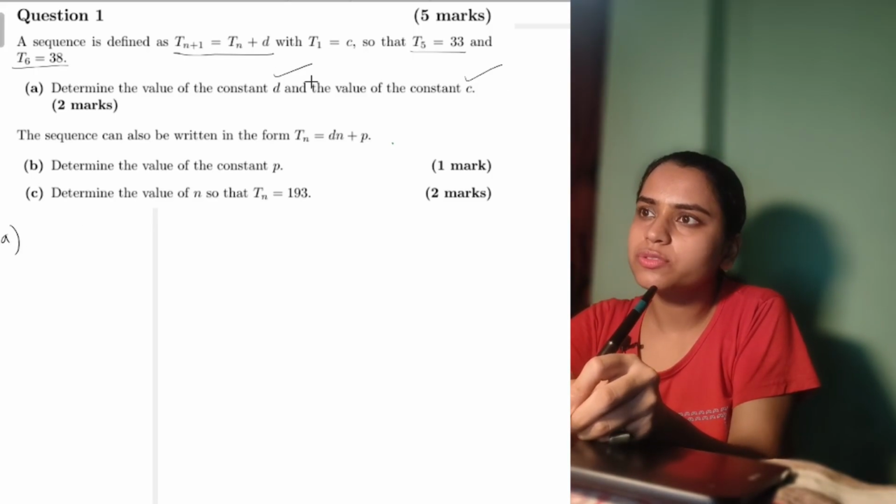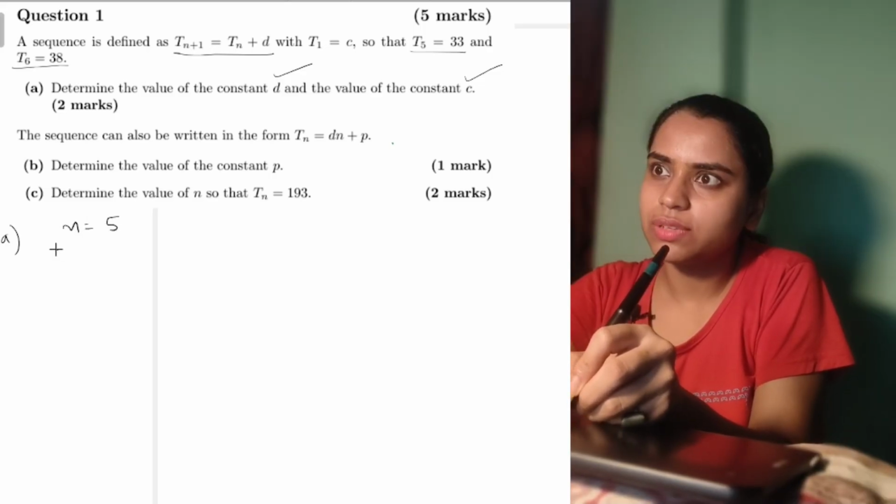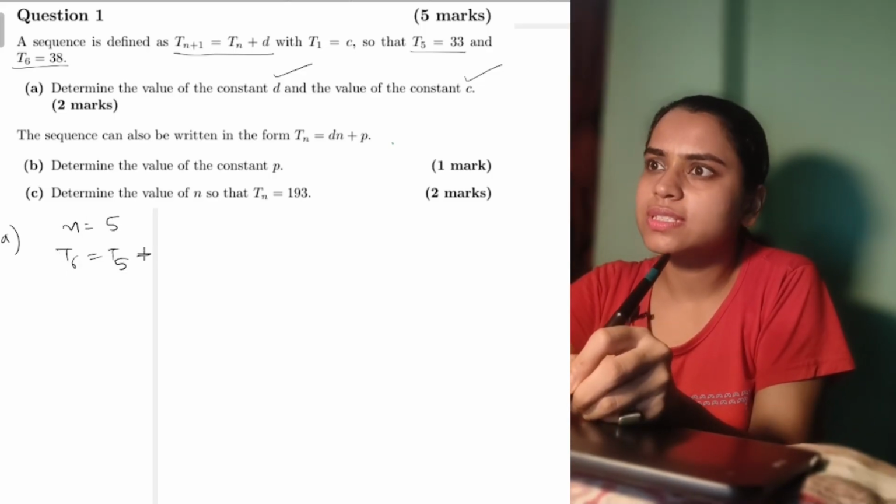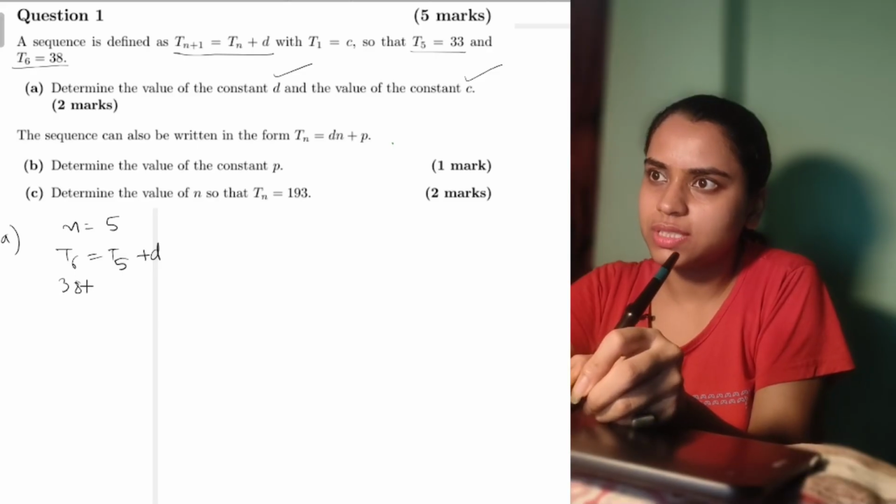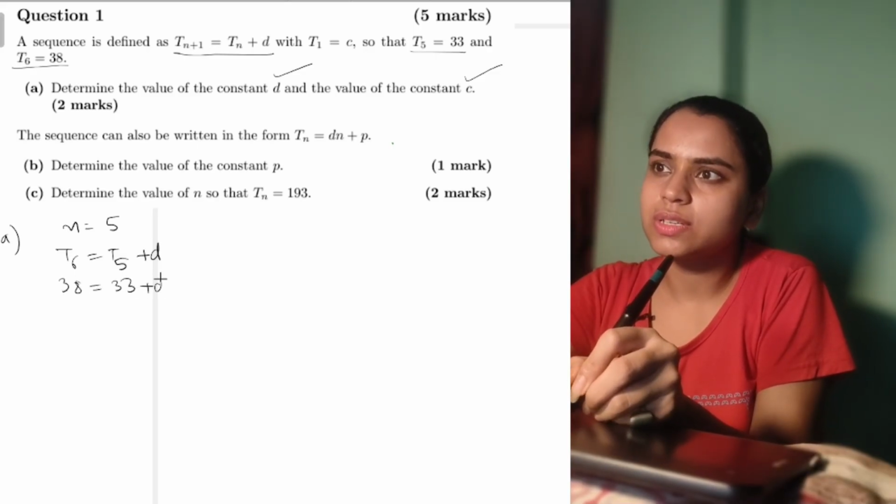So when n is equal to 5, what do you have? Your T6 is equal to T5 plus D. So this gives us T38 is equal to T33 plus D. So your D turns out to be 5.